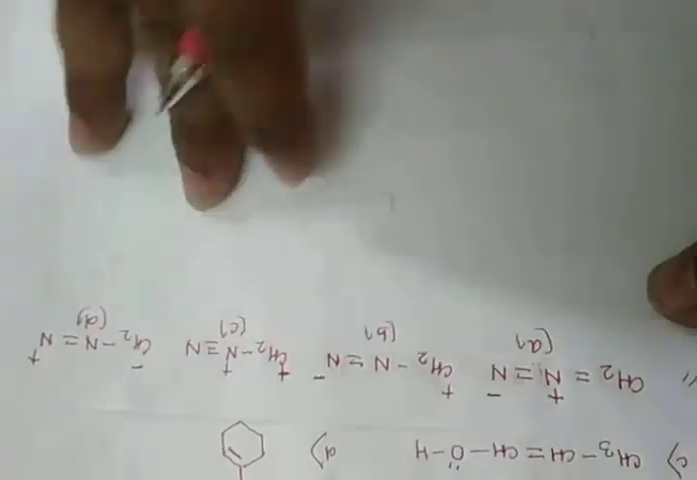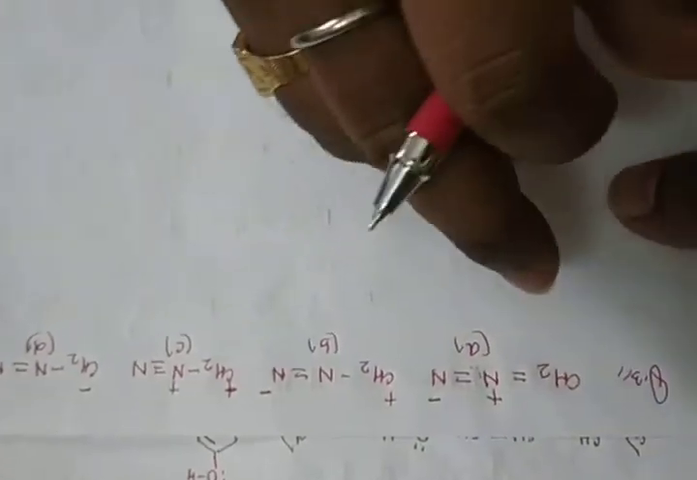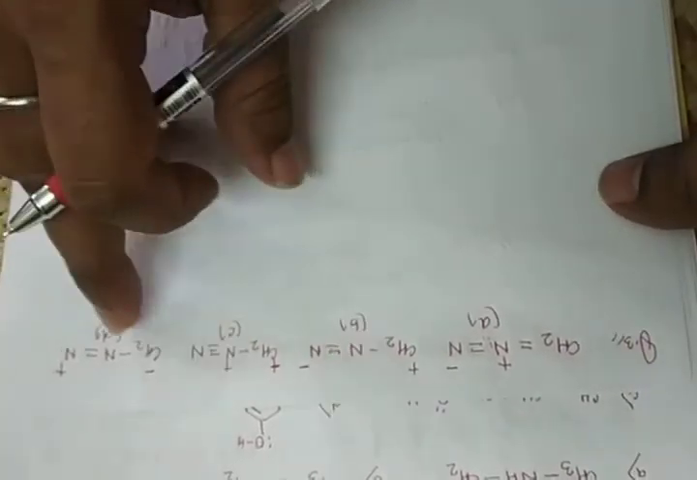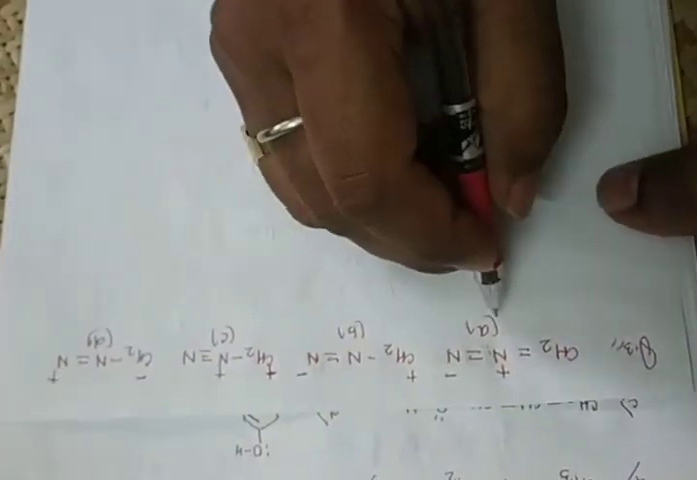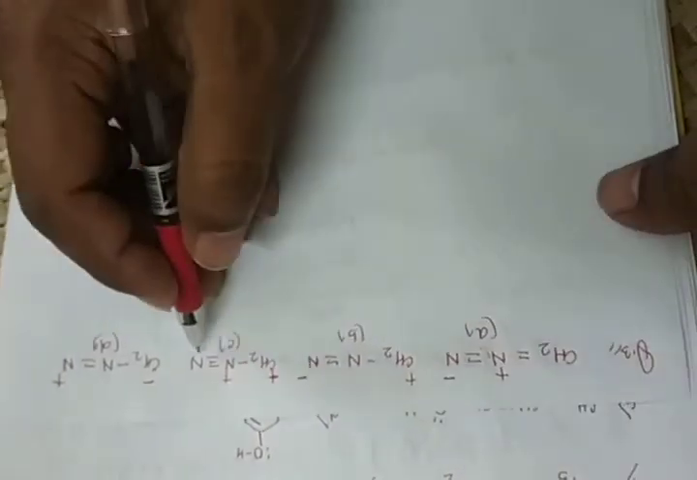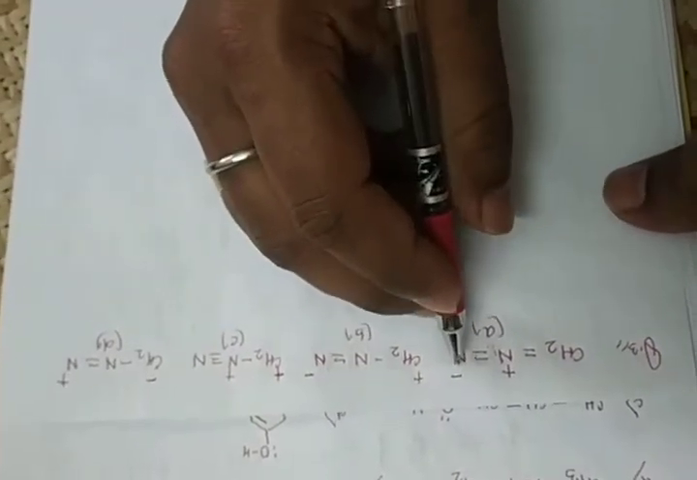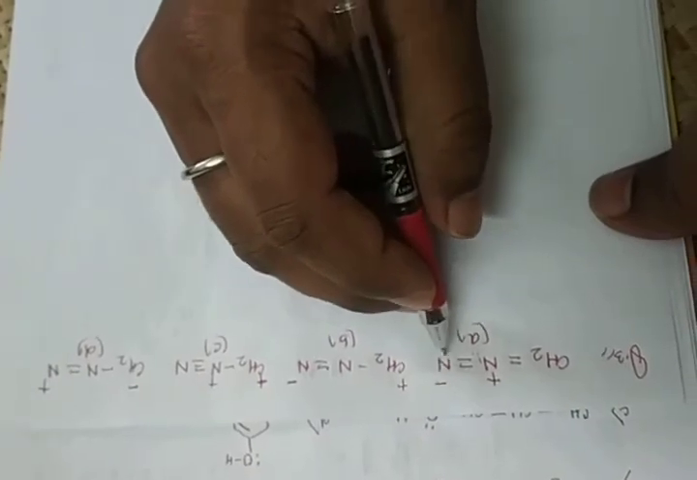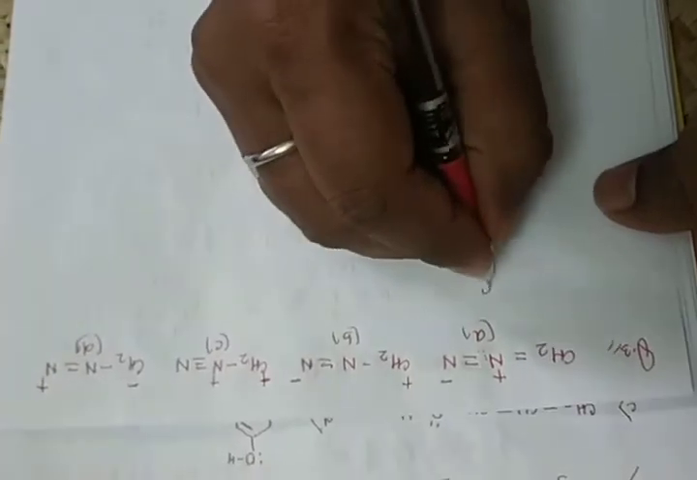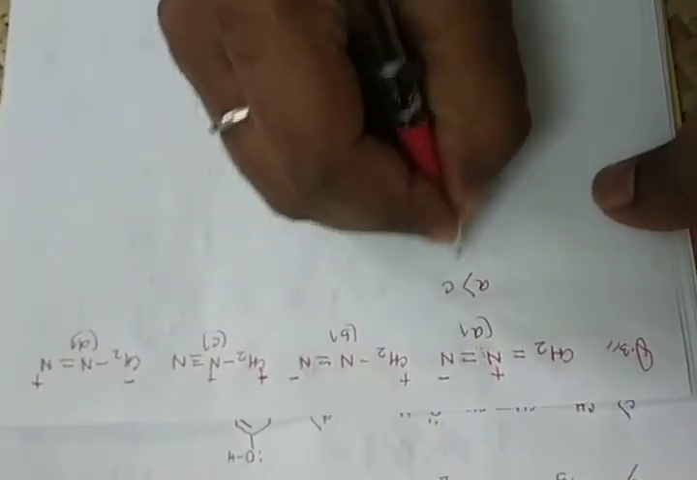So first you check which is more stable. First you check more covalent bonds. There is 4 covalent, there is 3, there is 4, there is 3. So first you check A and C. A and C have 4 covalent bonds. In this case, nitrogen contains negative charge. Nitrogen is a more electronegative element, and this nitrogen contains positive charge. It means compound A is greater than compound C.